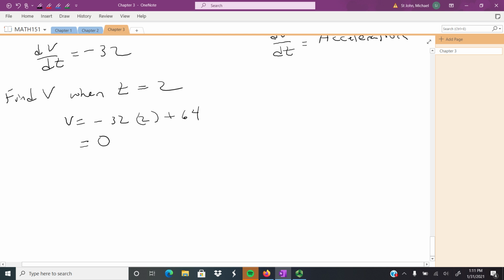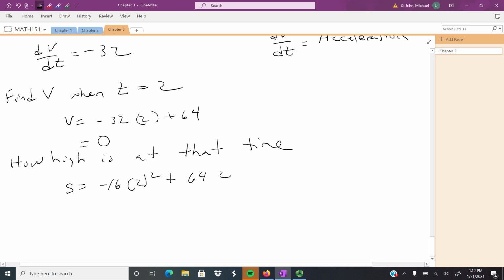And so we can say, well, how high is it at that time? And so the height at 2 would be that s is going to be minus 16 times 2 squared plus 64 times 2 plus 32. And if we did this all out, it would be 96 feet up.